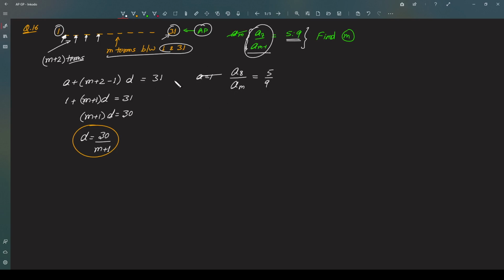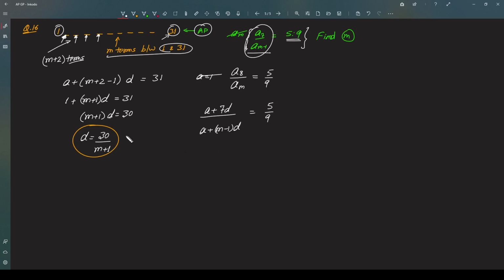If there is any doubt, you can stop here for some time, pause, go through this again, try to convince yourself, take your time and try to understand this, then move to the next step. Because once that is done, there is nothing left here. Now you just have to substitute the values. A8 will be a plus 7d. And what will be Am? That will be a plus (m minus 1) into d. And that is equal to 5 by 9.